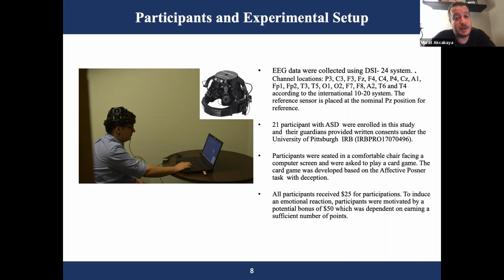And for this type of actual study with the target population, if you are working with participants, not just healthy participants in the lab environment, but from the target population, the easy setup and high signal quality and being highly portable are very important points, and the DSI-24 checks all those points, in my opinion.